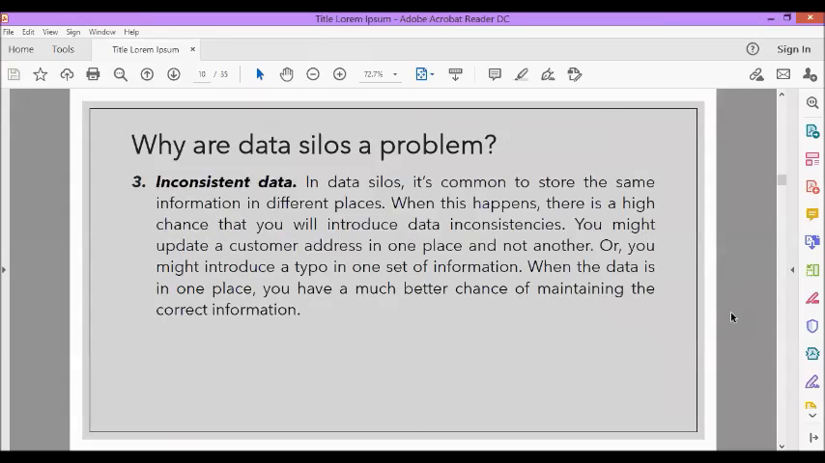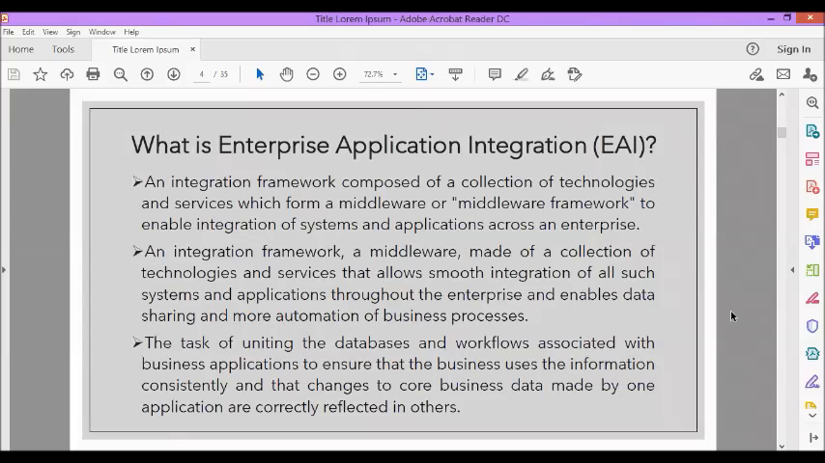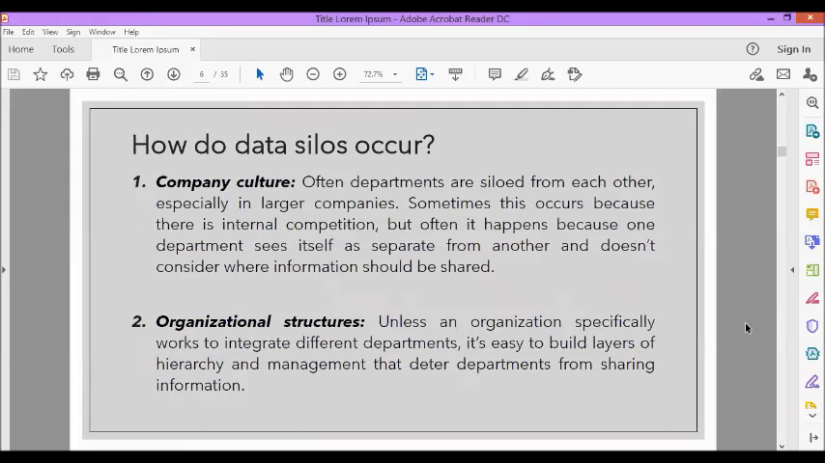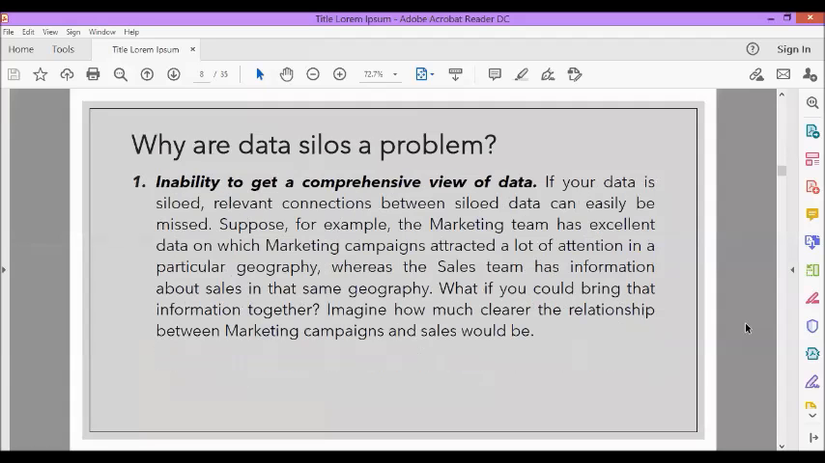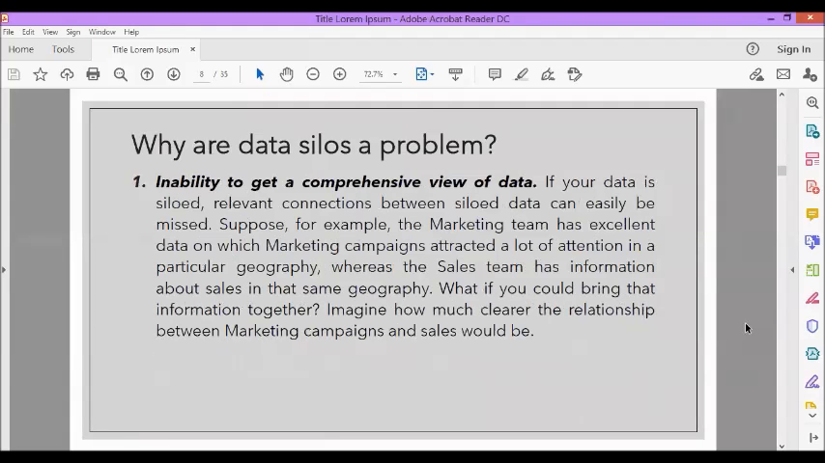So to sum up our discussion today, we have defined what is Enterprise Application Integration or EAI. We also define what are data silos. How do data silos occur? We have three reasons: the company culture, organizational structures, and technology.